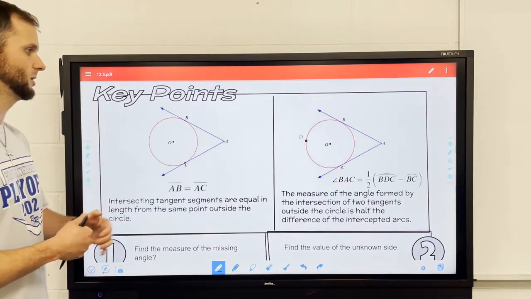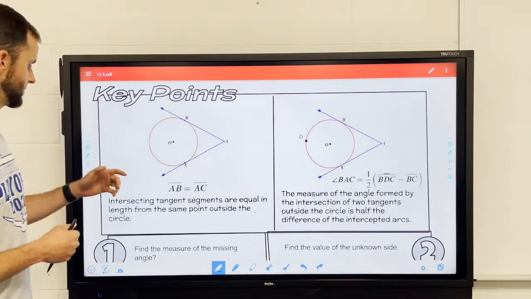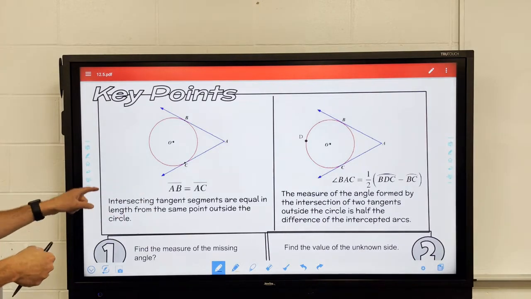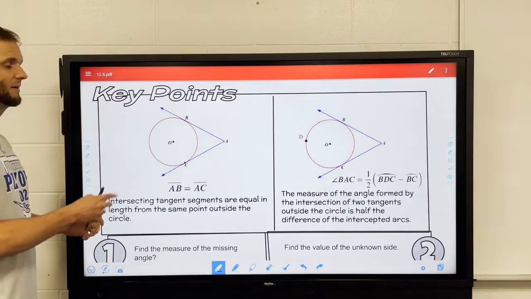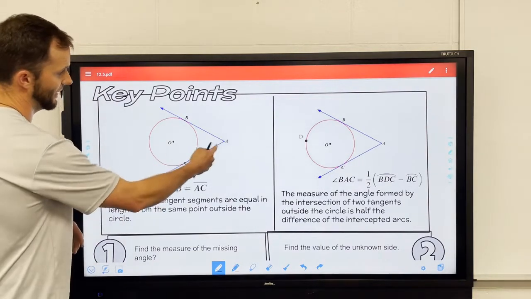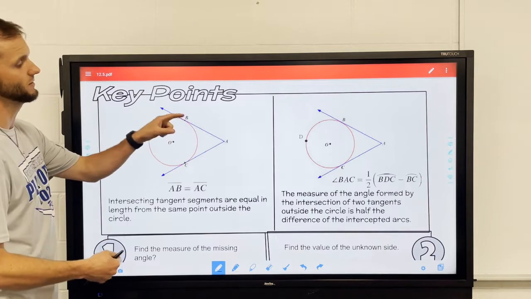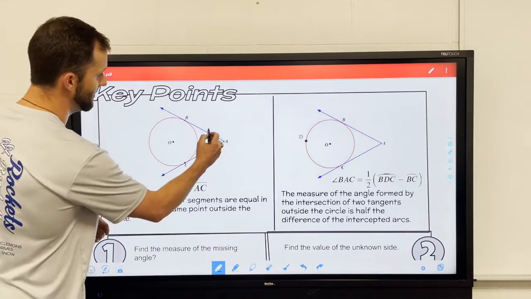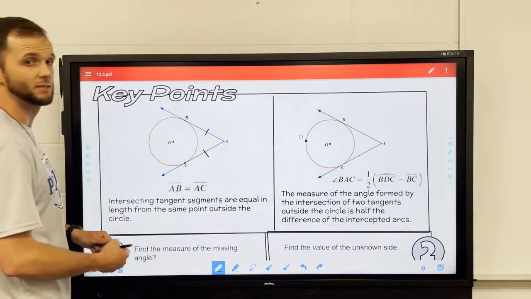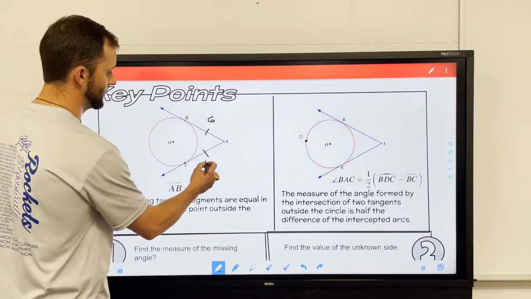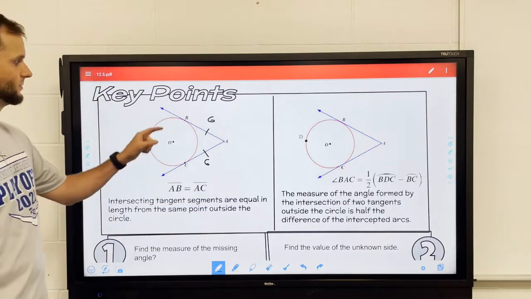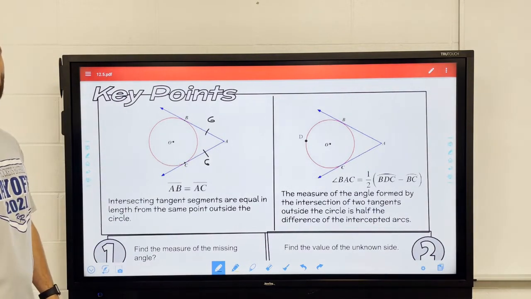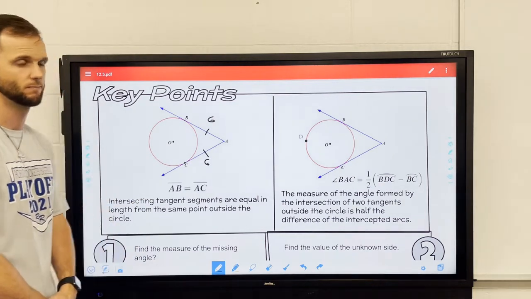So we're going to take this information, and I have a couple of rules that we're going to use. The first one says the intersecting tangent segments are equal in length from the same point outside the circle. So if I have two tangent lines, which is what AC and AB are, and they meet at one point outside of that circle, those two segments are congruent. So AB is going to be congruent to AC. For instance, if this was 6, this would in return be 6. Again, two tangent lines meeting at one point outside of the circle are going to be congruent, okay?